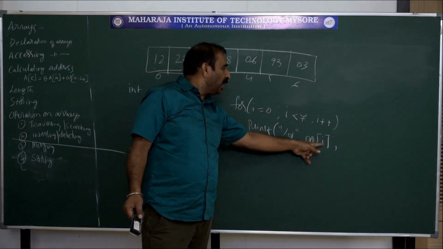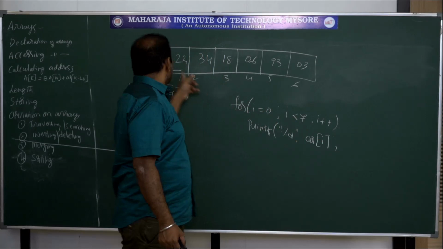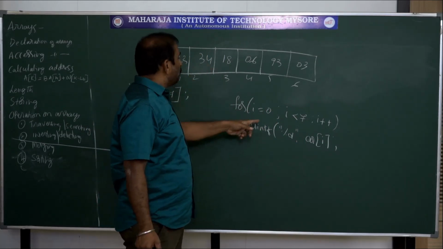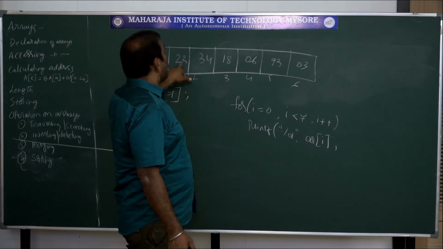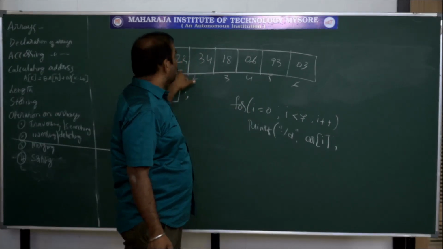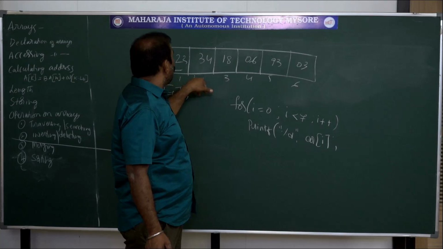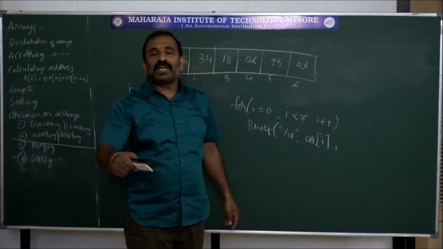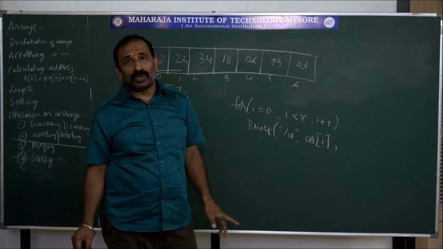Each time ar of i. So first time i is 0, so therefore ar of 0 means 12 is printed. Next time i becomes 1, so 23 will be printed. ar of 1. ar of 2 is 34. Like this all the values get printed. 7 times it gets printed and it comes out.